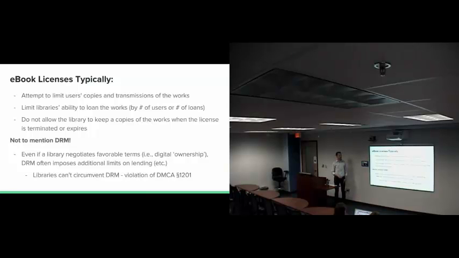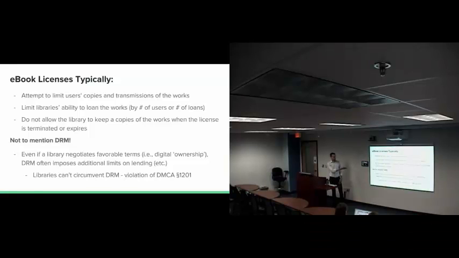In many cases, they will attempt to limit users' copies and transmission, or rights to transmit the works. They'll limit the library's ability to loan the works, sometimes by a number of simultaneous users who are able to access it, or indeed the number of circs or loans in the total life of the item. In many cases, they don't allow the library to keep copies for perpetual access. So if you terminate your contract, they pull all of that content from your collection, and you're left out in the cold. Again, all of this is negotiable and depends on the term of the license, but many eBook licenses do have these requirements or variants of them.